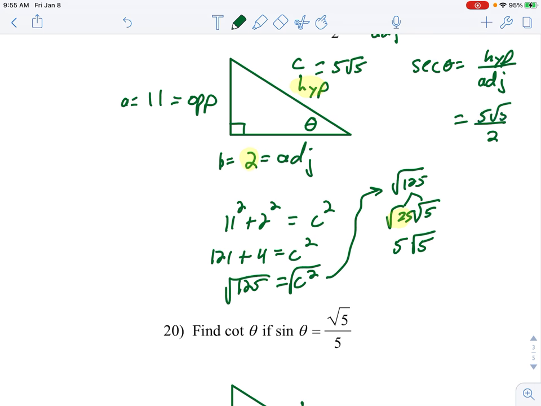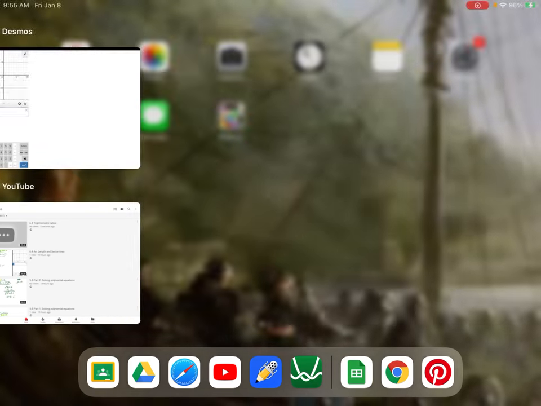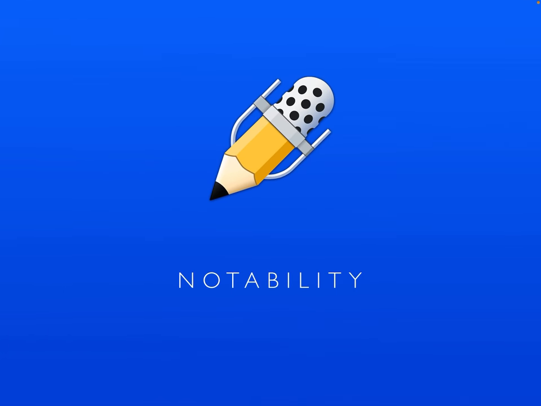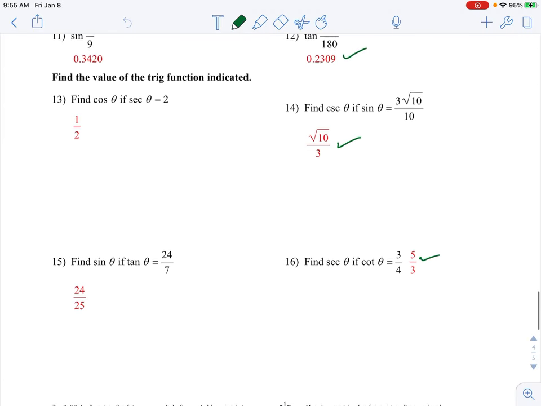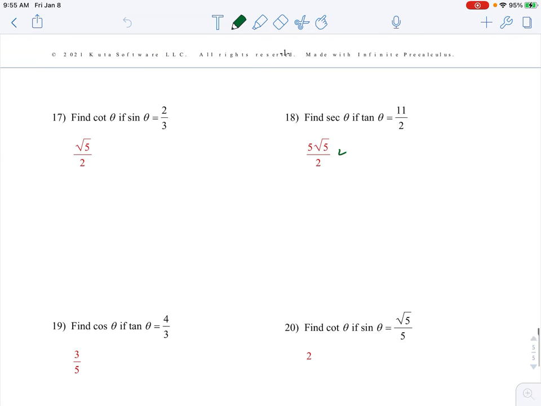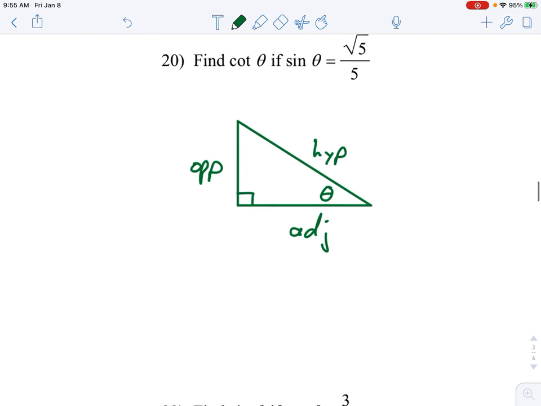I put that up here. And there's no radical on the bottom, so that's good. That is simply the answer. 5 radical 5 over 2. Oh, and okay, that froze. So let me do this again. Let me scroll down and check number 18. 5 radical 5 over 2. Looking good. A couple more and we're done.